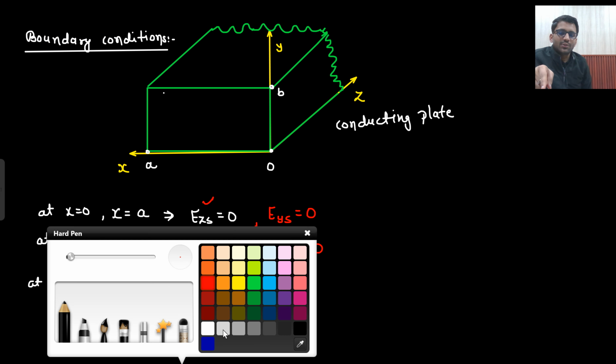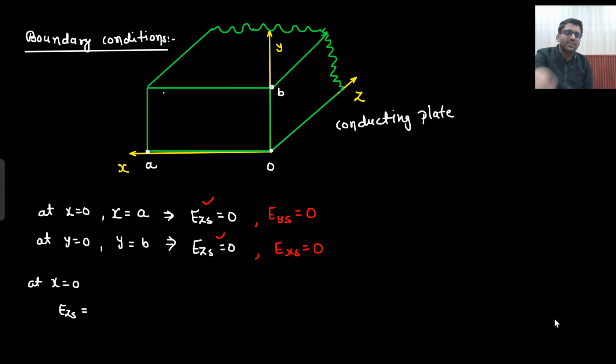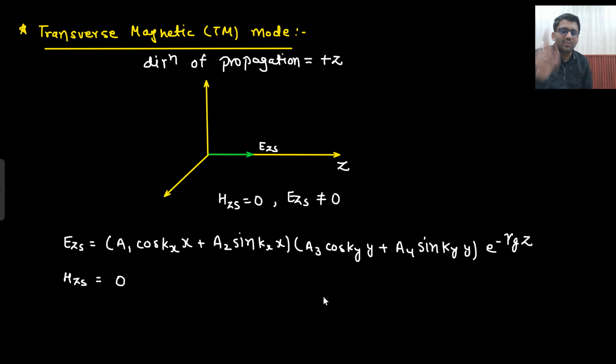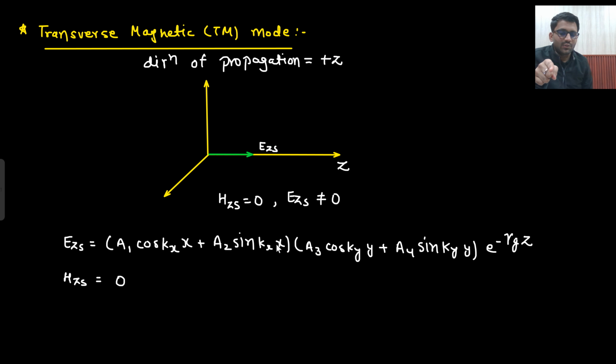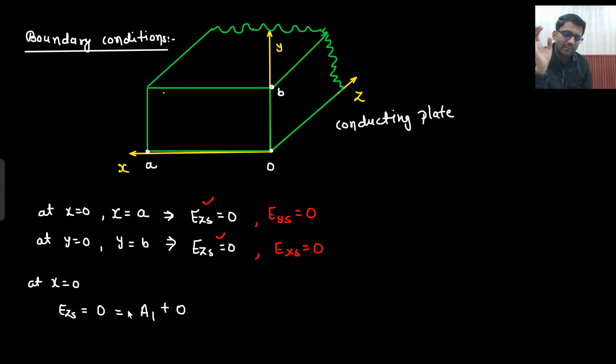So at x equals to 0, now I will put x equals to 0 in this equation. At x equals to 0, my Ezs should be equal to 0. Now if I put x equals to 0 in this equation, what am I going to get? A1 cos kx into 0. So cos 0 is 1. So what am I getting? A1 plus... If I put here, sin 0 is 0. So that is gone. A1 plus 0 is A1 only.